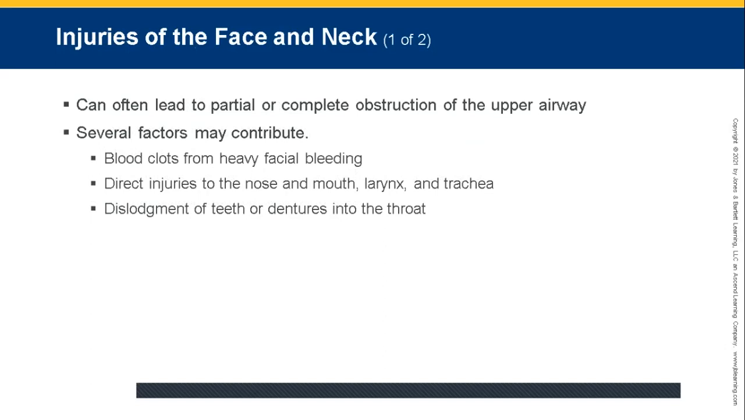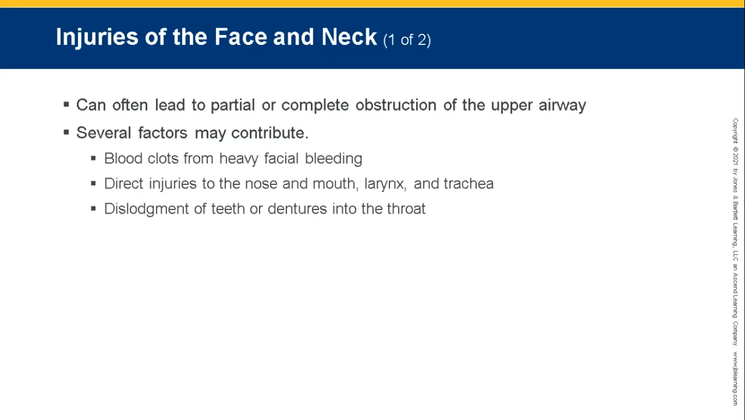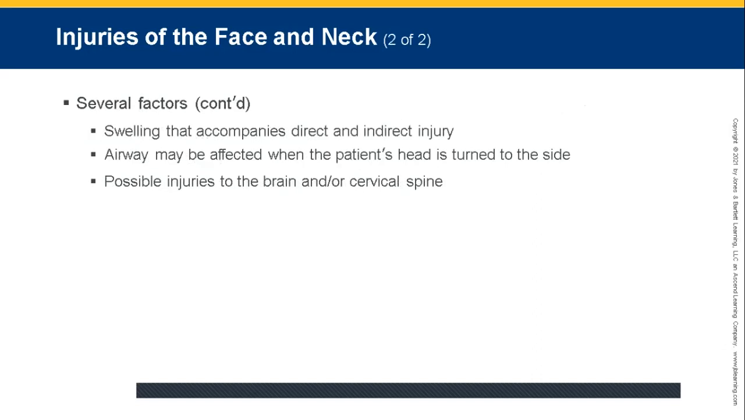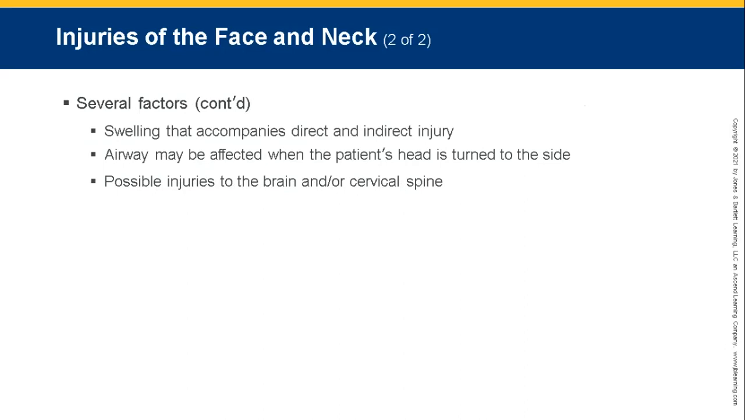Injuries of the face and neck can often lead to partial or complete obstruction of the upper airway. Several factors may contribute to that: blood clots from heavy facial bleeding, direct injuries to the nose, mouth, larynx, and trachea, and dislodgement of teeth or dentures into the throat. Swelling that accompanies direct or indirect injury can also compromise the airway. Airway may be affected when the patient's head is turned to the side. Possible injuries to the brain or cervical spine can also exist.